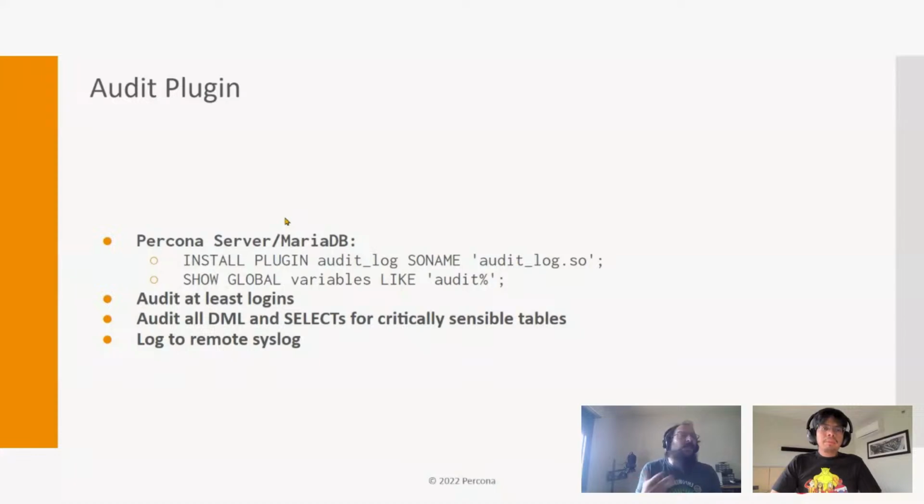Also, the audit plugin supports structured outputs, which the general log or the slow log don't have. And with structured, I mean it will output JSON or XML or a comma separated values file. And with that, it makes it easier to have tools to process the audit logs. So that is that.